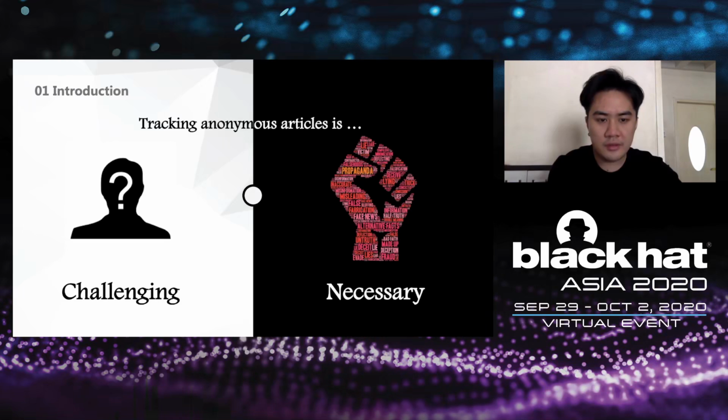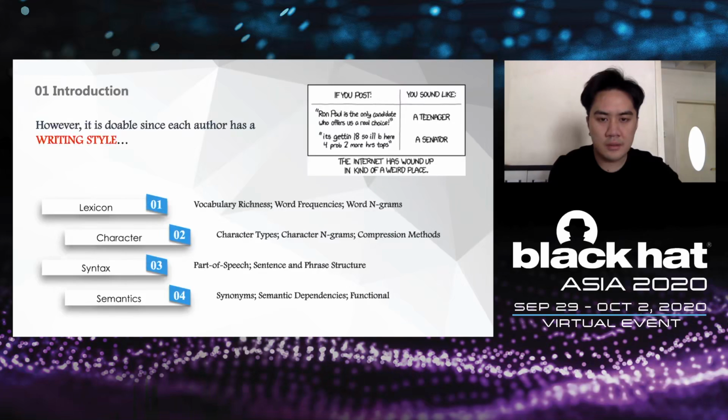However, most fake news and articles are posted anonymously, and lack valid information to identify the author. So, tracking anonymous articles is also a challenging problem. Fortunately, it is not impossible. Different people have different writing styles, so we are able to identify some writers by their distinct habits. As shown on the top right, there are two tweeters with two writing styles.